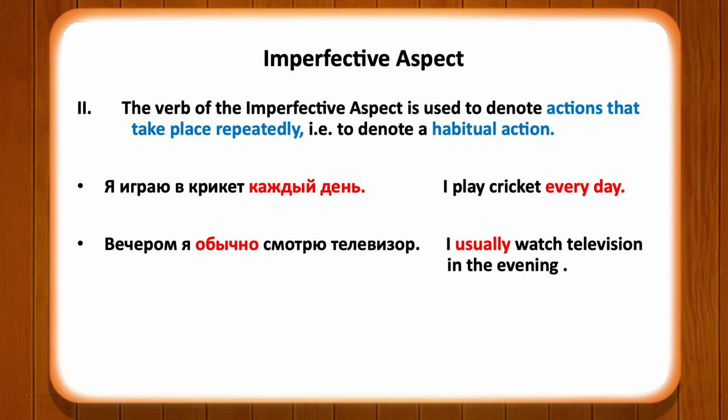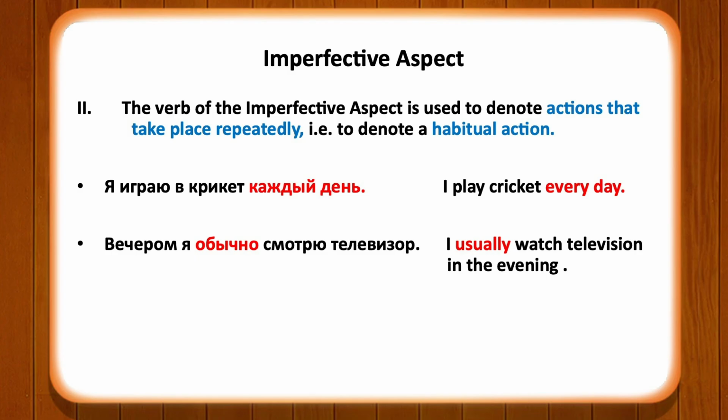The second condition where the verb of an imperfective aspect is used is to denote an action that takes place repeatedly. That is to denote a habitual action. I'll repeat. The imperfective aspect verb can be used to denote an action that takes place repeatedly. That is to denote a habitual action. For example, я играю в cricket каждый день. Каждый день is every day. Я играю в cricket. I play cricket every day.